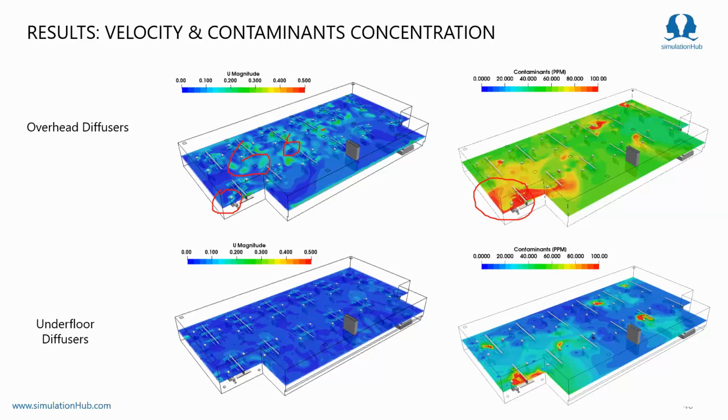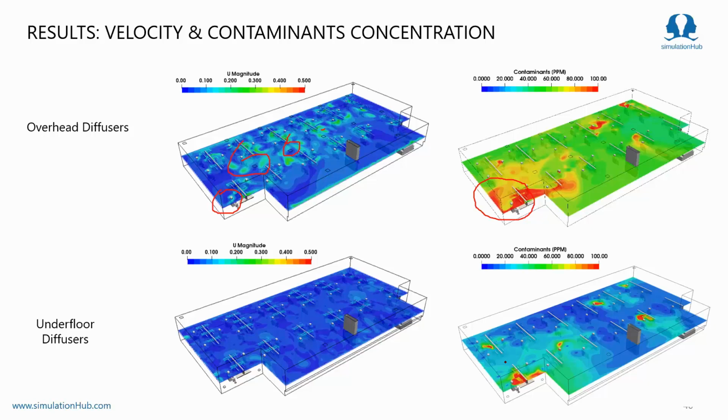So now let's analyze the UFAD results, which are very good. You can see the contaminant concentration is below 20 ppm. In the overall sense, it is performing well. Still, there is some problem in the dead zone, so we need to provide an extra diffuser or do something extra for this one.